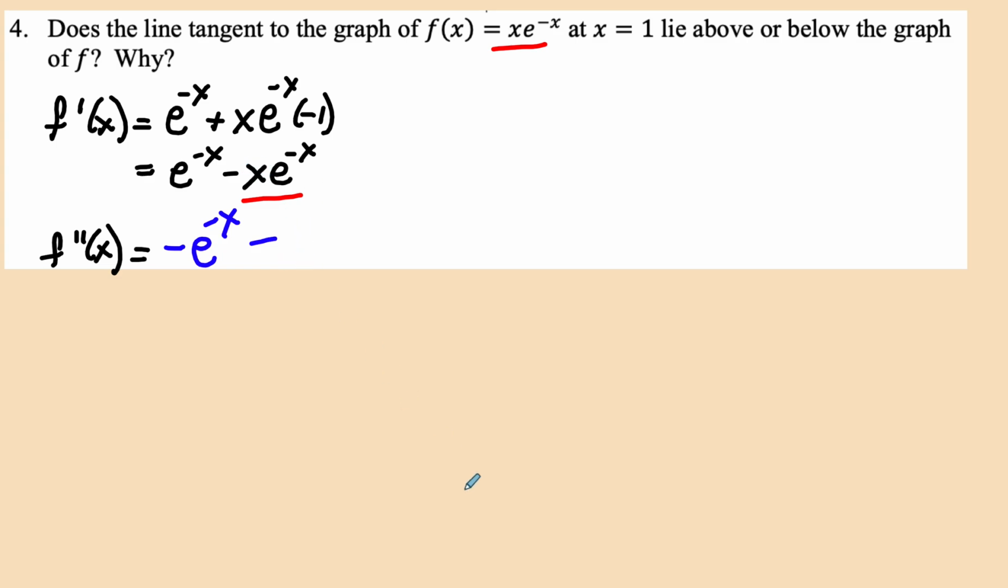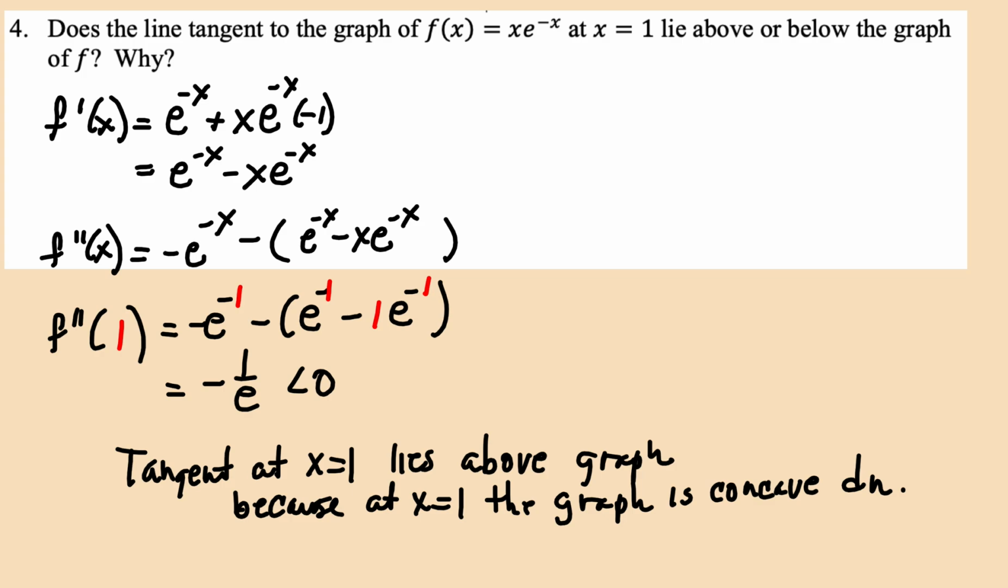So I'm just going to put a minus in front here, and I'm just going to copy the derivative inside. e to the opposite of x minus x e to the opposite of x. So this part in red, I'm just recopying my derivative. And after I do that, I can substitute the number 1 in for everywhere there's an x. And then I find that when I simplify, my value is negative. So the tangent at x equal to 1 lies above the graph because at x equal to 1, the graph is concave down.